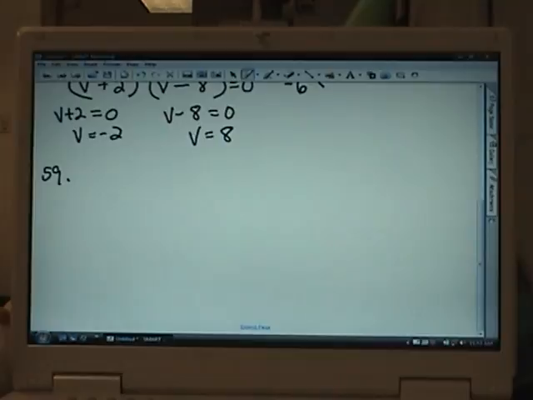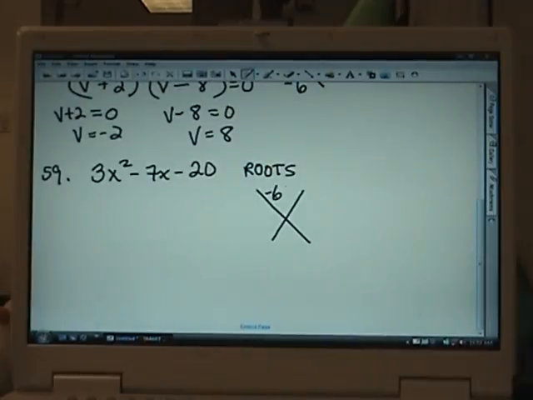59. 3x squared minus 7x minus 20. And we're looking for the roots again. Now I have an a term, or an ax squared in front here. So is there anything I can take out of all the terms? No. 3 times negative 20 is? And I want to combine to negative 7.